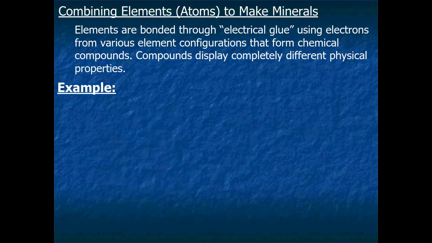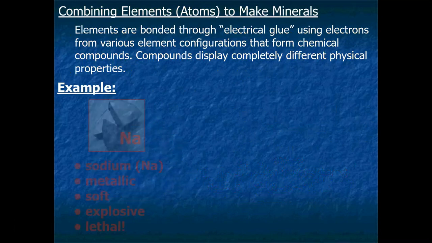So an example then I'll show you is combining elements to make minerals. And elements are bonded through, again, I like to use this term electrical glue, using electrons from various element configurations, compounds. And so compounds will then display completely different properties. So we can take two elements, combine them together, and produce a compound that has completely different properties than what we started with. And that really is the essence or the definition of really what chemistry represents.